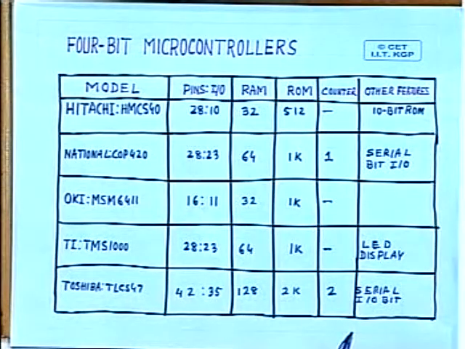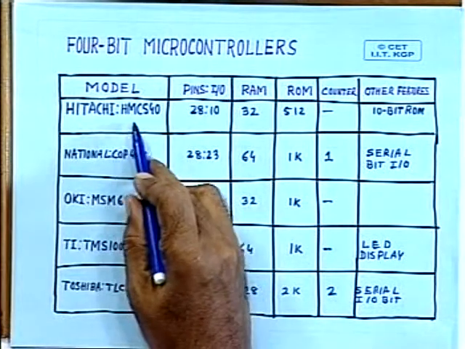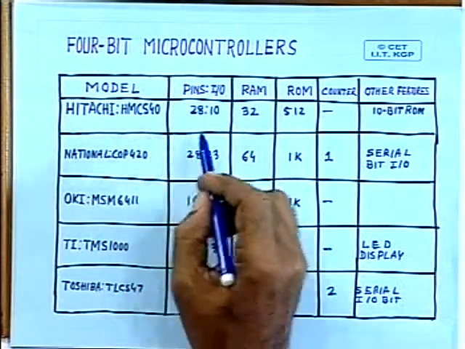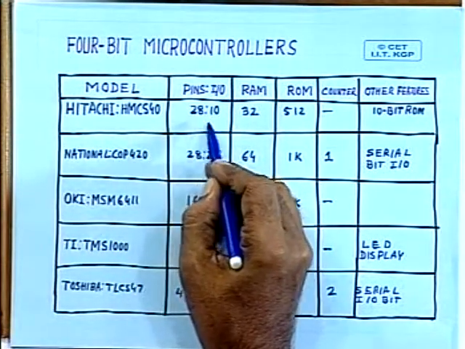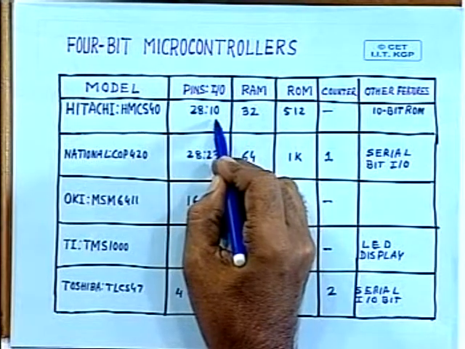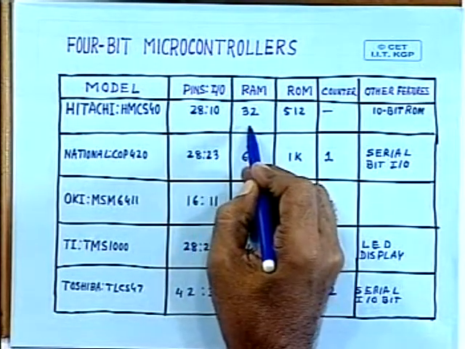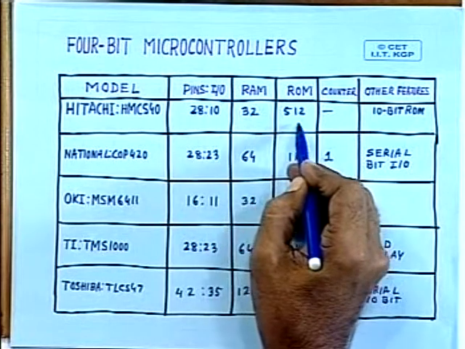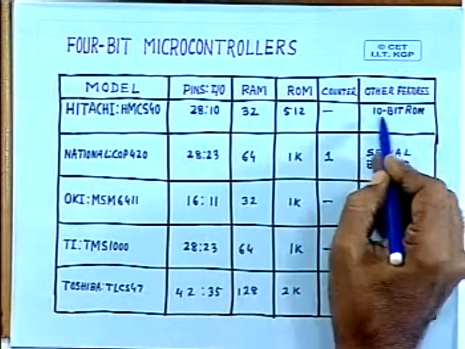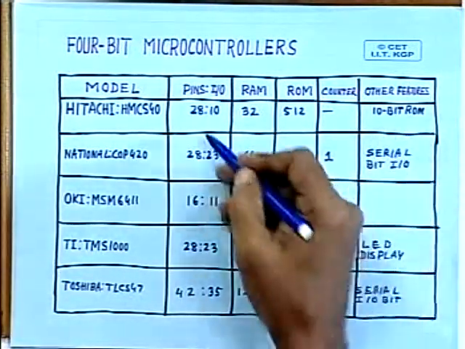I have not discussed any specific microcontroller so far because there exist numerous microcontrollers. Say these are the 4-bit microcontrollers. It started with 4-bit microcontrollers, Hitachi HMS 40, available in 28 pin. You can see the input output lines are provided, 32 bytes of RAM, 512 bytes of ROM, and it is addressed by 10-bit ROM address, and these are the features.